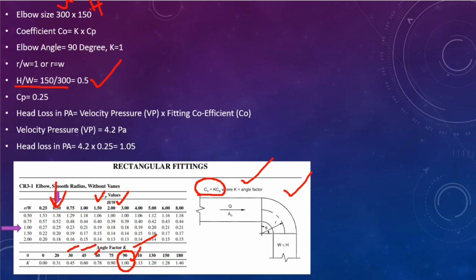But the other important thing is R by W. R is the radius of the elbow and W is the width of the elbow. So if you see here the R, they have taken from this point to the center. Okay, so normally the width in our case is 300. So if you measure the width from this point to this point, it will be 300.